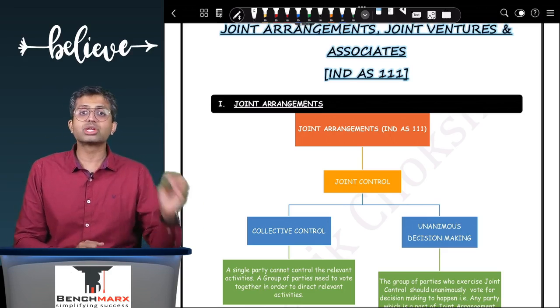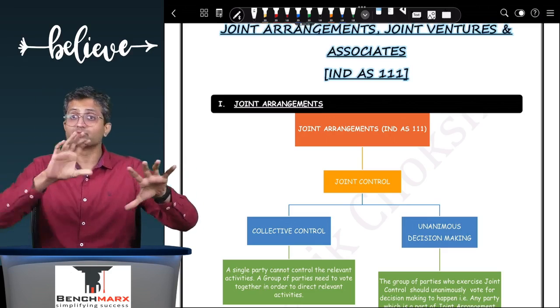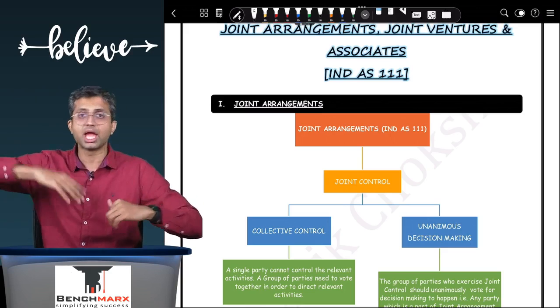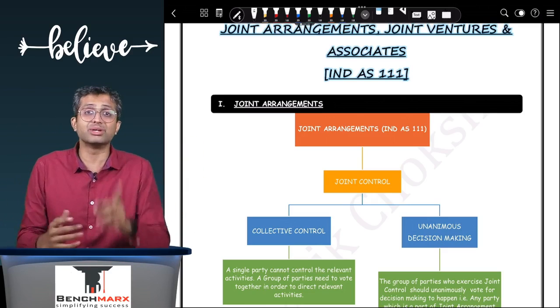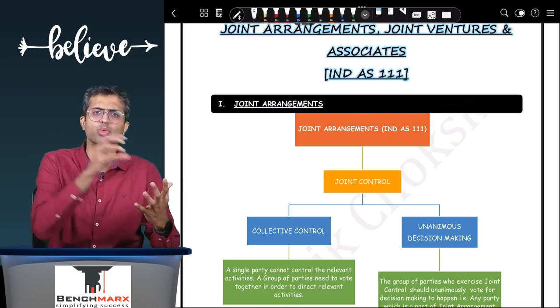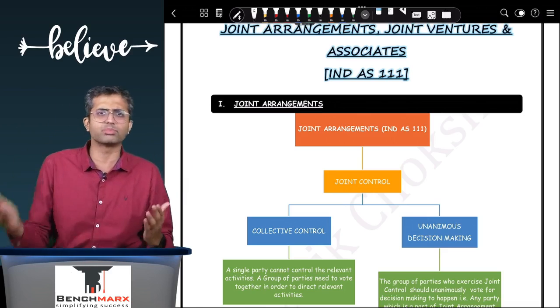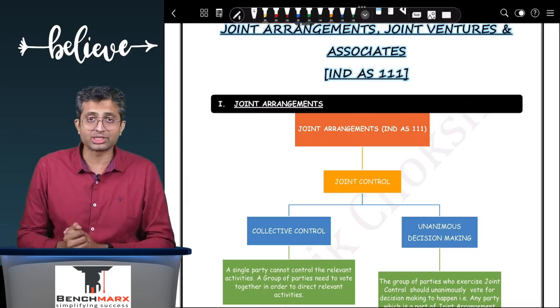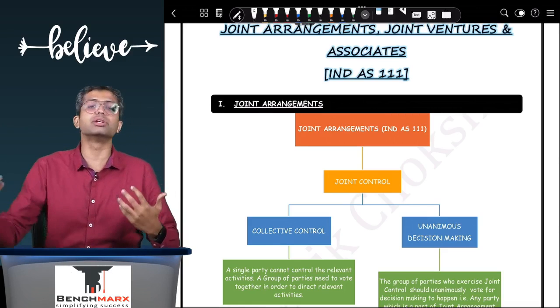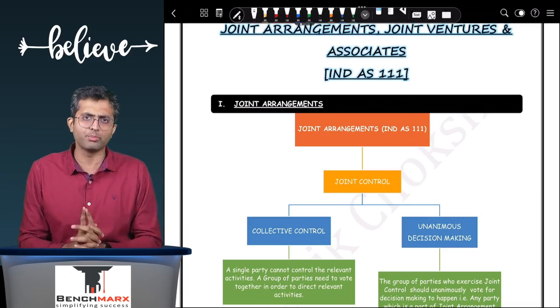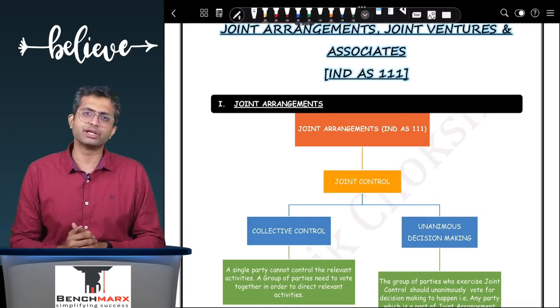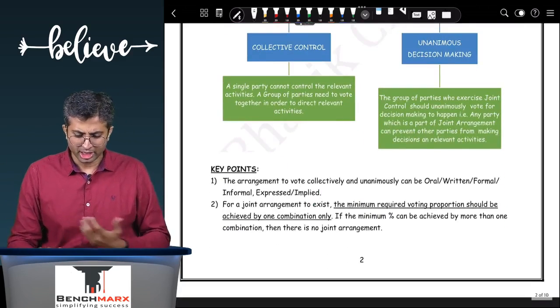in which case a partner might have 51% stake, another partner might have 30% stake, and someone else might have a 19% stake. The only way in which decisions can be taken is a single combination, that is partner 1 and partner 2 voting together, that is 51 plus 30, that is 81%. So that is the only way in which 75 can be crossed. The minimum voting percent can be attained by only one combination, in which case there is implied joint control.